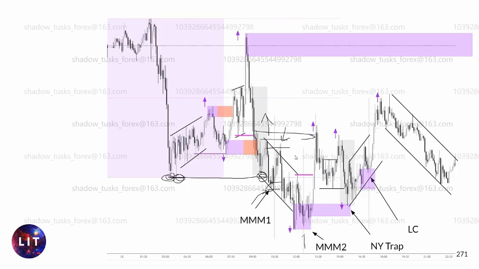And then again, we've got MM2 mitigating after this inducement, New York trap coming down, mitigating away from the inducement, and then obviously London close mitigating to take out this overall liquidity. So that should all make sense.